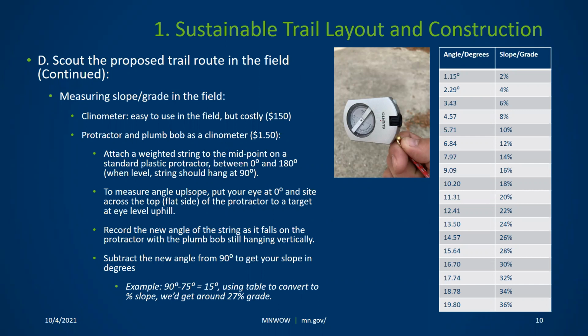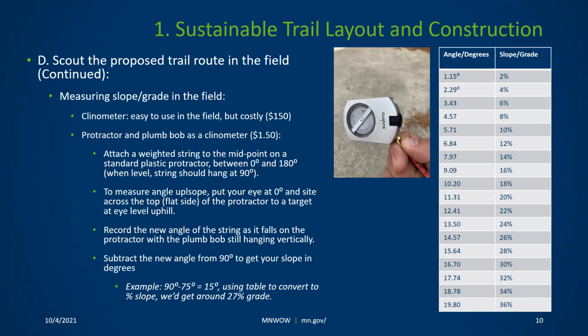So hanging from the midpoint of the protractor and sighting across the flat end or the bottom of the protractor, shooting at something upslope at eye level, you'll be able to examine the angle on the side and use that angle following the steps here to convert your angle in degrees over to slope. There's an example here at the bottom, and there's instructions online on how to do this. It's a pretty straightforward exercise, but slopes are something we want to try to get fairly close to and not just eyeball.